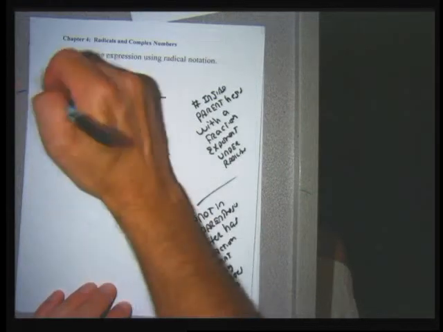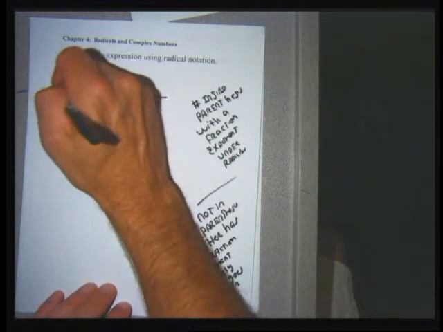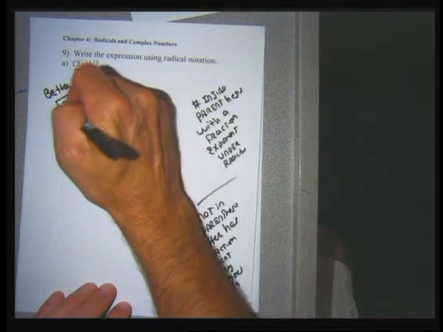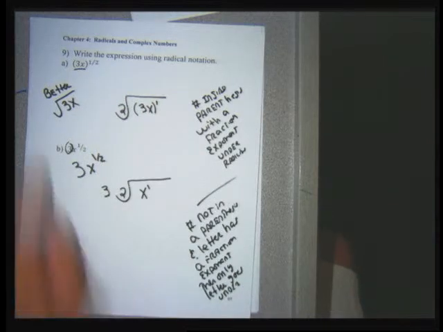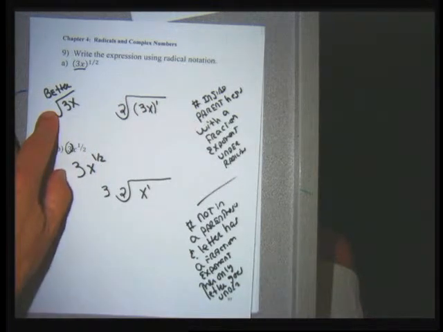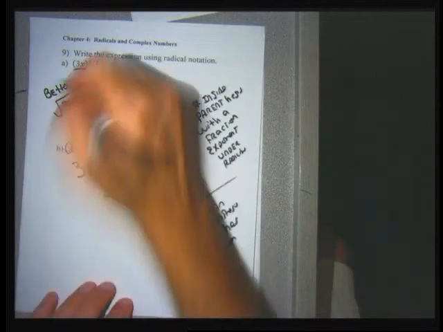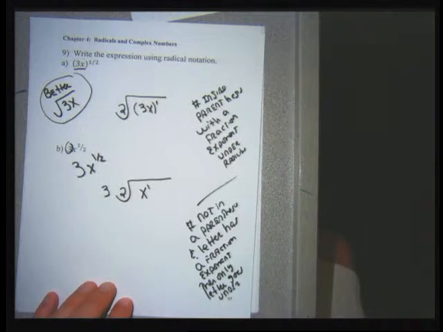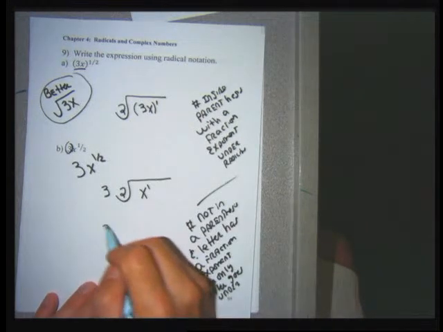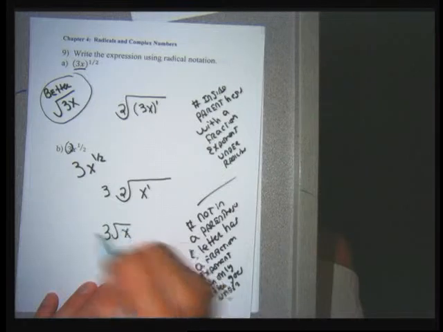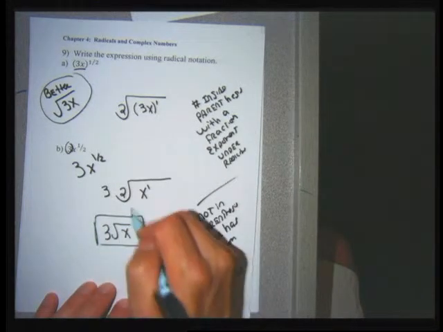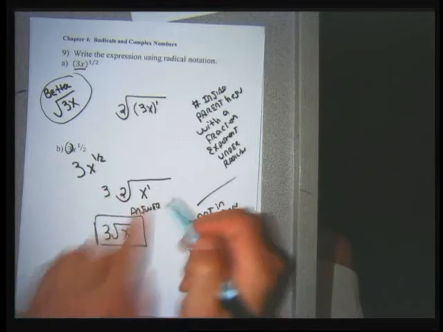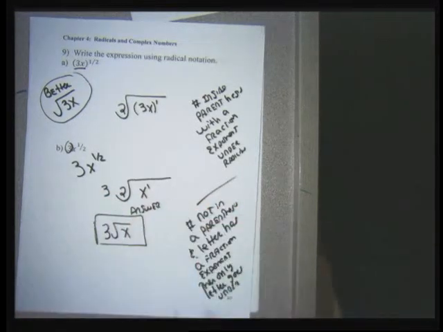So for a better answer to number 9, A, I'm going to write the square root of 3x. And notice I didn't even write the index of 2 because the index of 2 is assumed. So this is probably a better answer. I should probably write the word answer next to it, but I'll live without it right now. And for part B, a better or best answer would just be 3 times the square root of x. You don't need to write the index of 2. That's assumed in a square root problem. You don't need to write the exponent of 1 almost ever.